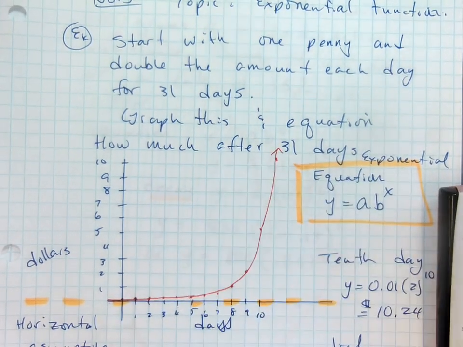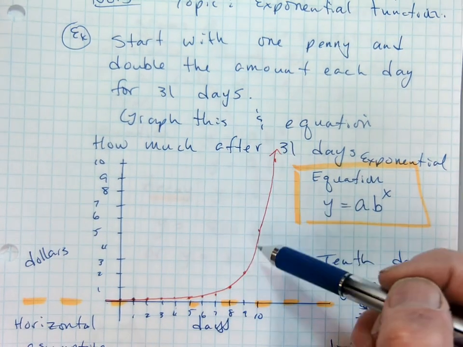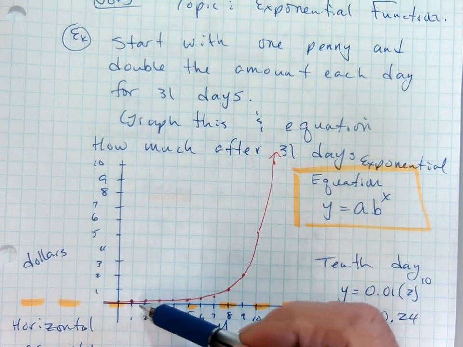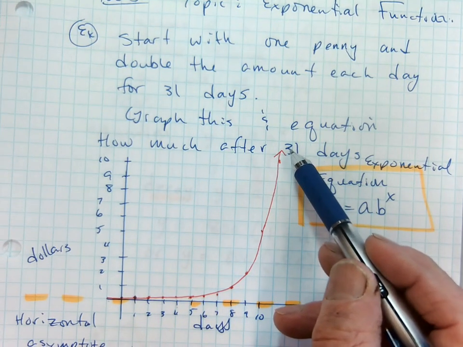Okay, so all right, so then I graphed it, and it starts to get steep here because it's an exponential, and this is what exponential equations do. They start to get steeper and steeper and steeper. They start to grow super fast.